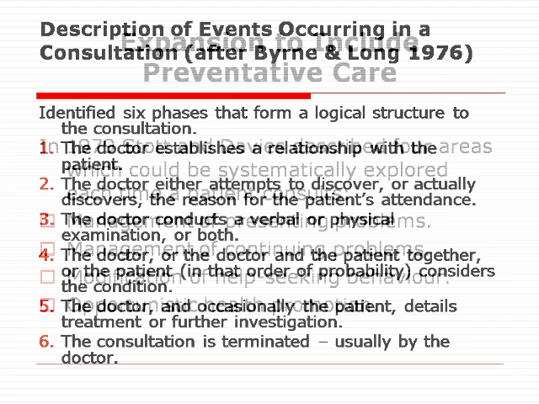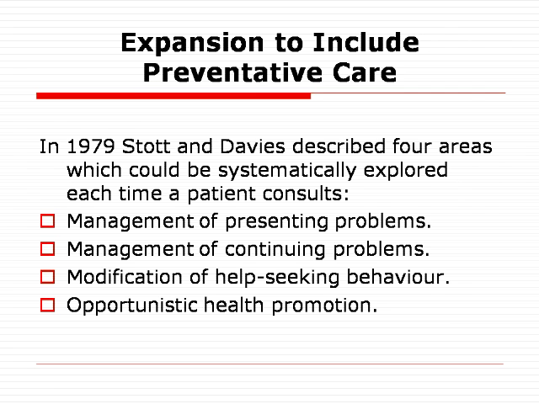In 1979, Stott and Davies expanded the consultation model to include preventative care, so they described 4 areas which could be systematically explored each time a patient consults. 1. Management of presenting problems. 2. Management of continuing problems. 3. Modification of help-seeking behaviour. 4. Opportunistic health promotion.